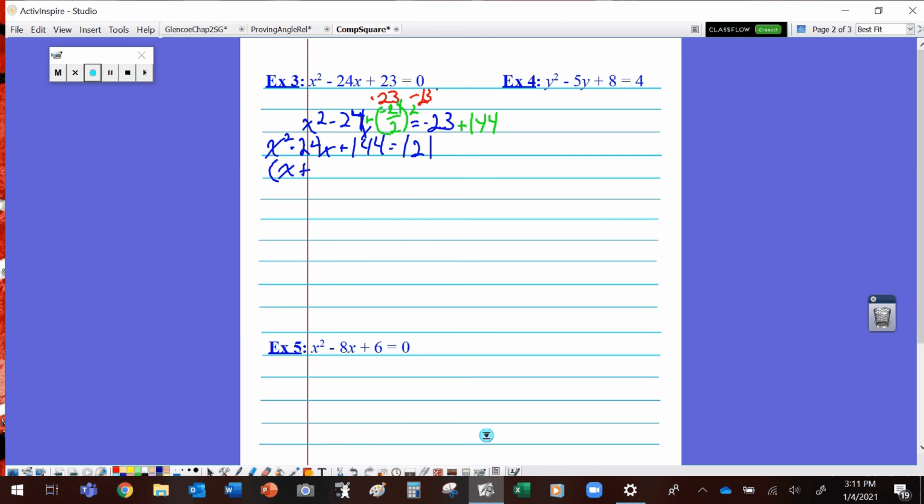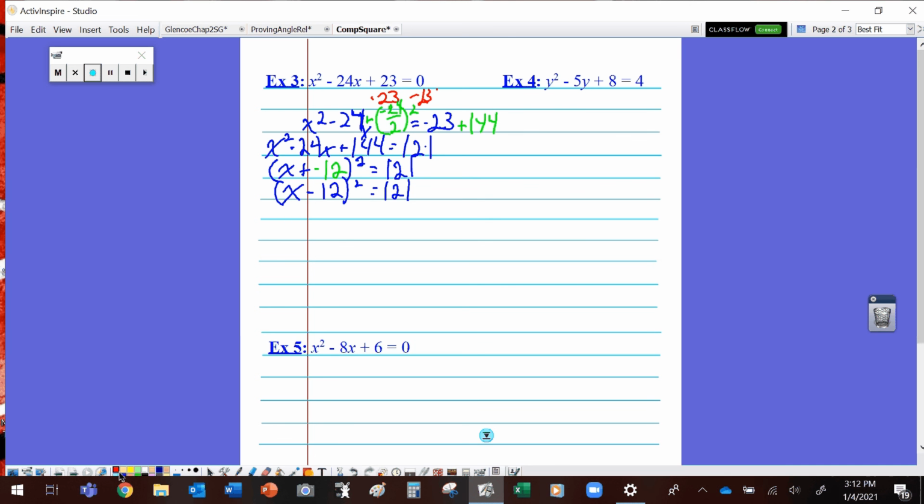X plus whatever was in those parentheses before we squared it, quantity squared, equals whatever's over here. Okay, now look at what was in those parentheses before we squared it. Before we squared it, we had negative 24 divided by 2, which is negative 12. Okay, now I have plus and negative. We don't like to keep that, so I'll make this x minus 12 quantity squared equals 121.